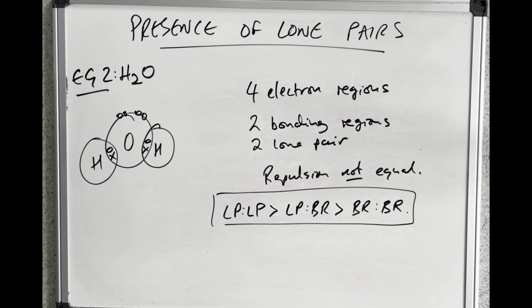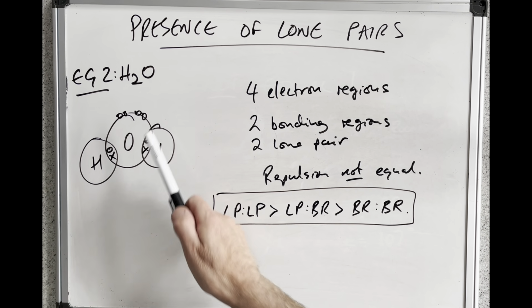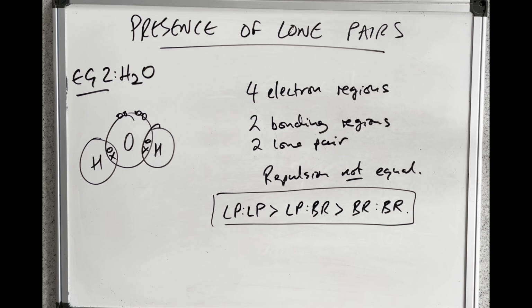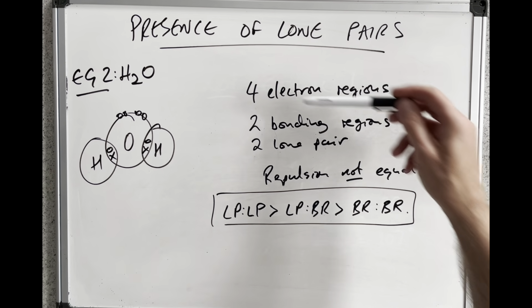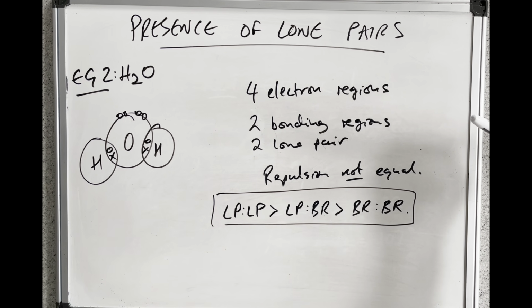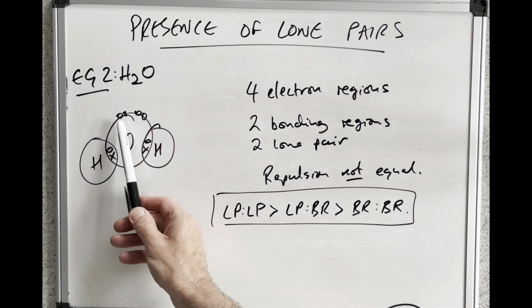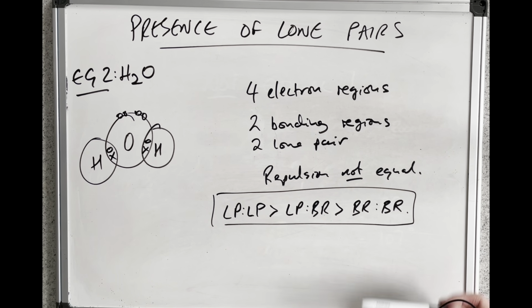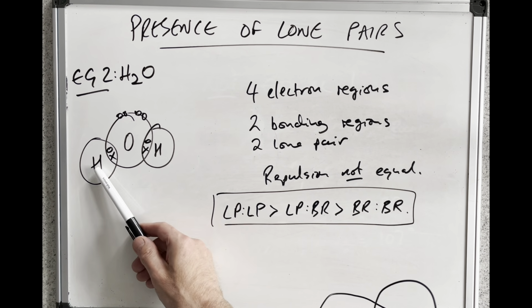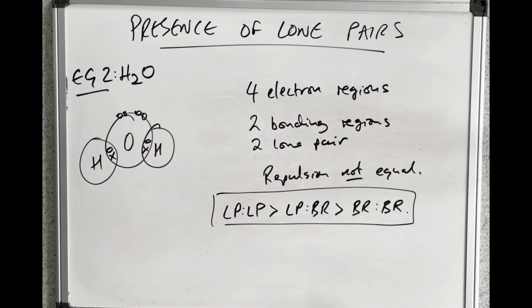So the second example I'm looking at where we've got lone pairs present is H2O. So we've got the dot and cross diagram there, and you can see we've still got 4 electron regions in total. 1, 2, 3, 4. But this time we've got 2 bonding regions. We've got 2 H-O bonds, and we've also got 2 lone pairs. So again, the repulsion's not equal, and there's the complete repulsion order.